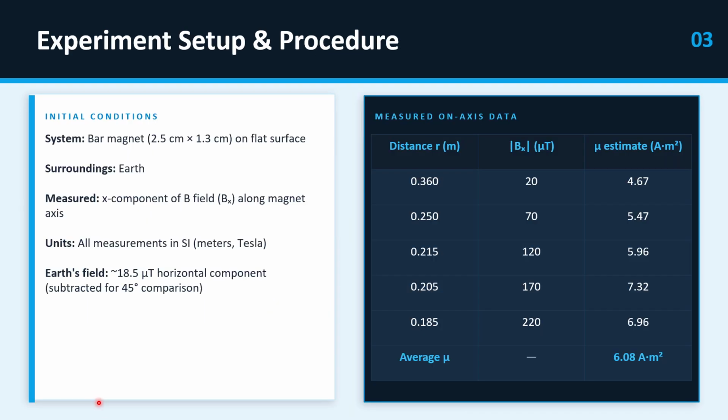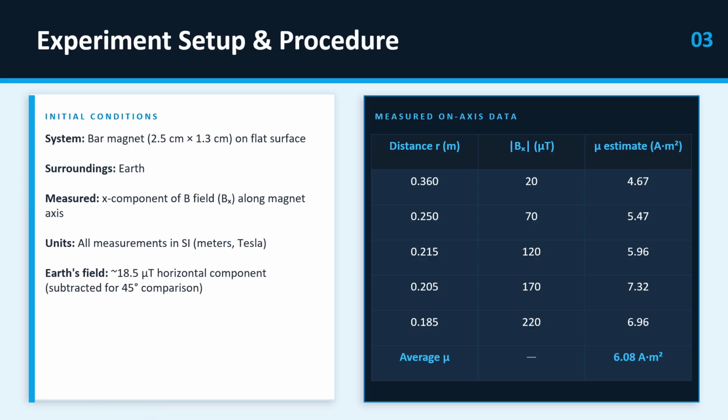So the experimental setup and procedure. The system is the bar magnet, and the surroundings is the Earth. We measured the x components of the field along the magnet's axis, and using that, you can see here on the right all of the data that we got. Taking the average of it all, we got 6.08, 6.09, in that ballpark. The Earth's field is around 18.5 microteslas.